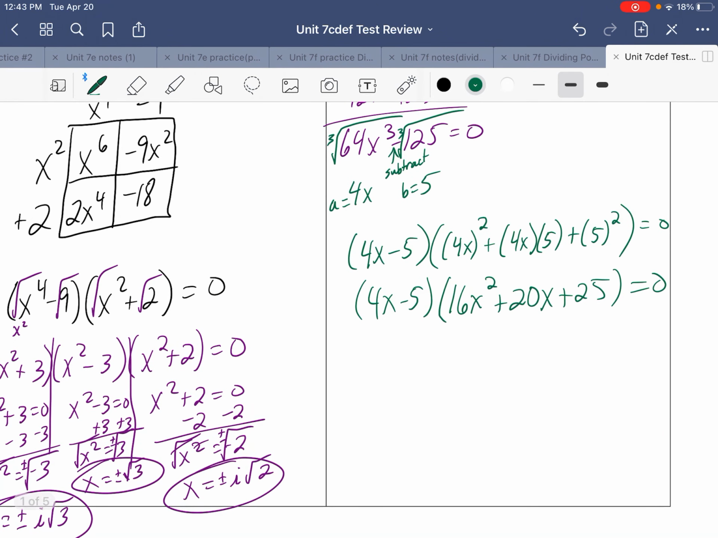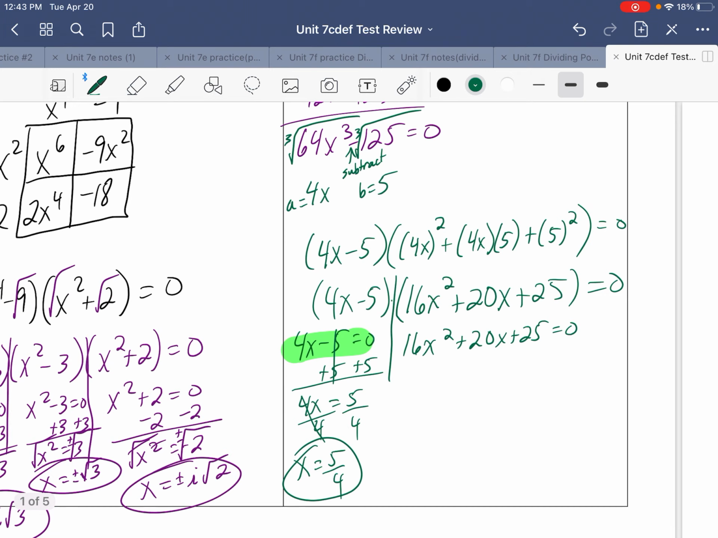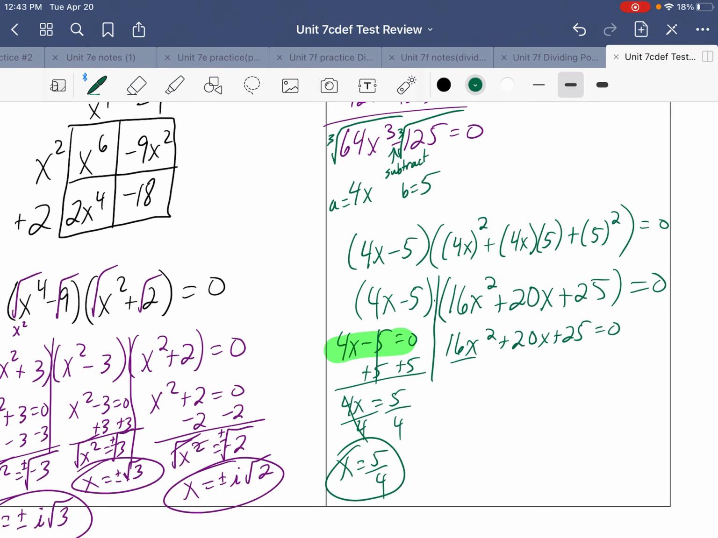All right. Looking at this from now, we have factors, set each factor equal to 0, and think about how you can solve them. So the first factor, linear, you can get x by itself without much trouble, hopefully. So we get x equals 5/4 as an answer. That is a solution. And the next one, we have an A term, B term, and C term. I'm just going to go straight to the quadratic formula.